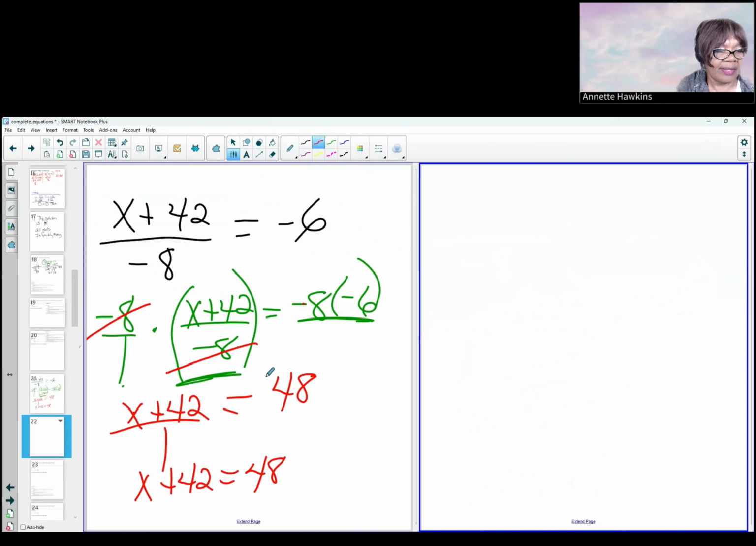All right, questions? Any questions about solving your equation, removing the parentheses, putting them on the right side, what type of equation you get? Any questions?